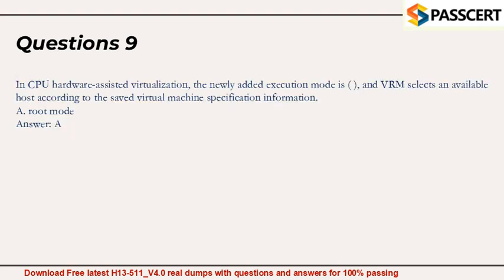Question 9. In CPU hardware-assisted virtualization, the newly added execution mode is ___, and VRM selects an available host according to the saved virtual machine specification information. A. Root mode. Answer: A.